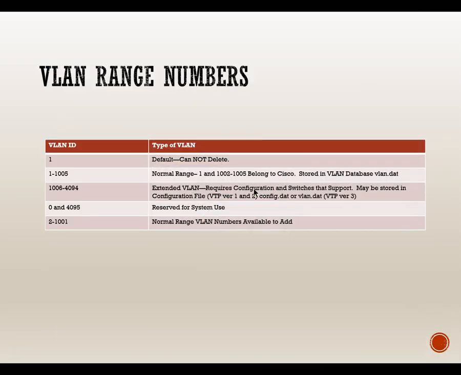When I go back to the slide here, the default VLAN we cannot delete, but we can move all the ports off of it. 1 to 1005 are the normal range. 1002 to 1005 belong to Cisco. They're stored in a VLAN database called vlan.dat.